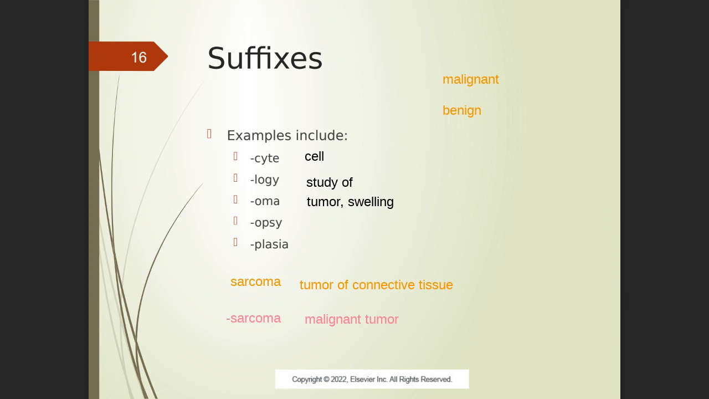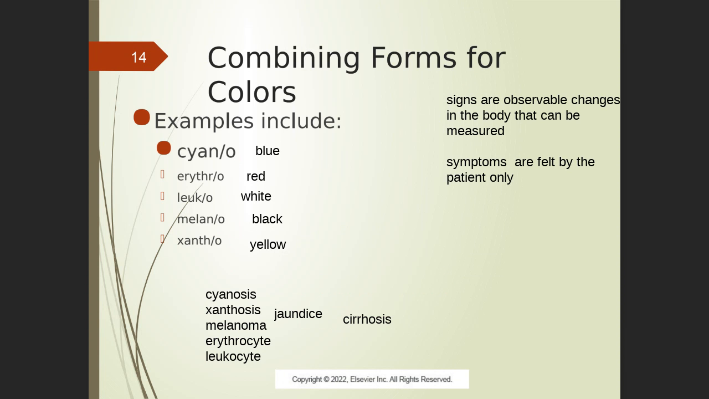And osis means abnormal condition or increase in number of a cell. So what does that mean? That means that if you have osis behind a word, like in xanthosis, it means that you have an abnormal condition.